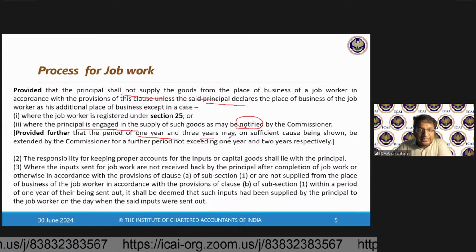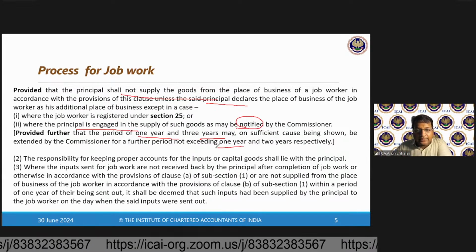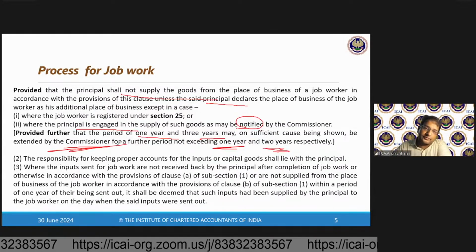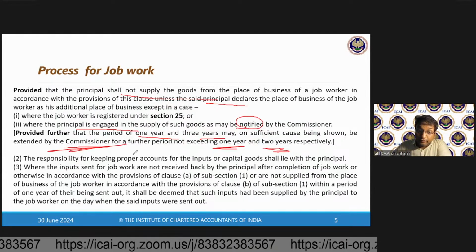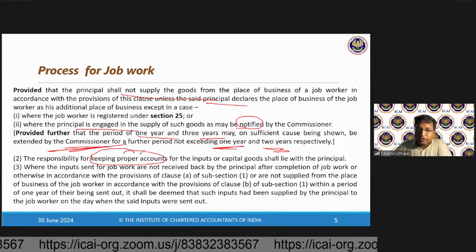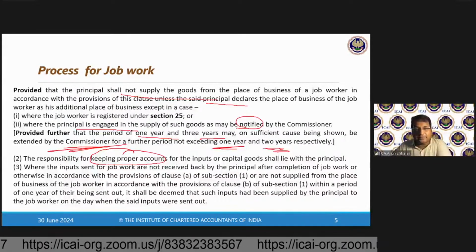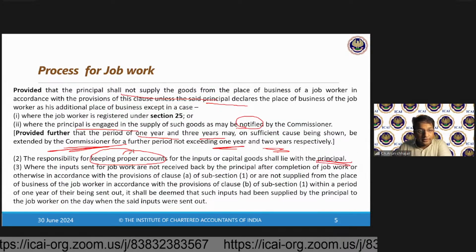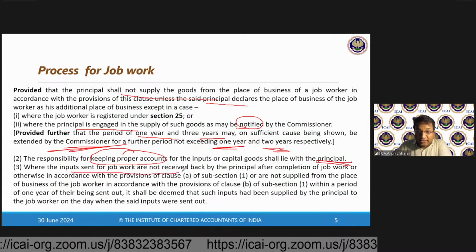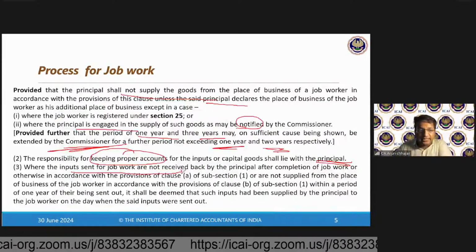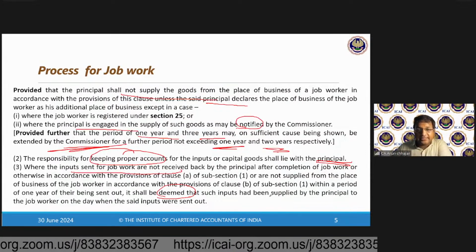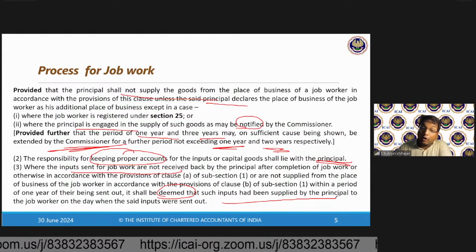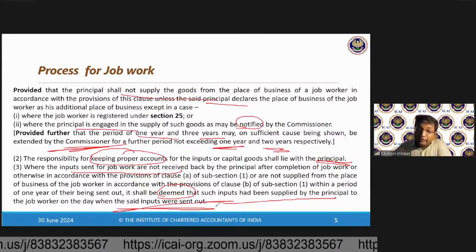The period of 1 year and 3 years can be extended by another period of 1 year and 2 years on sufficient cause being shown to the commissioner. The responsibility of keeping proper books of accounts lies on the principal. Where the inputs for the job worker are not received back within whatever period we have discussed, then it shall be deemed that such input has been supplied by the principal to the job worker on the day when the input was sent out.